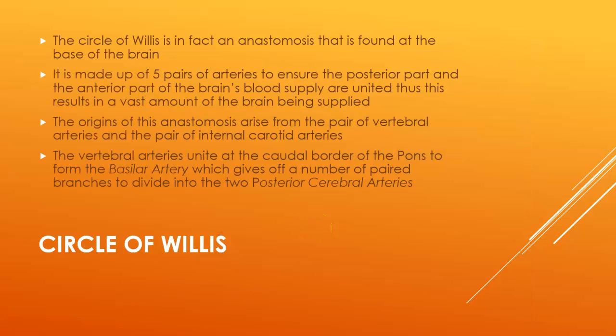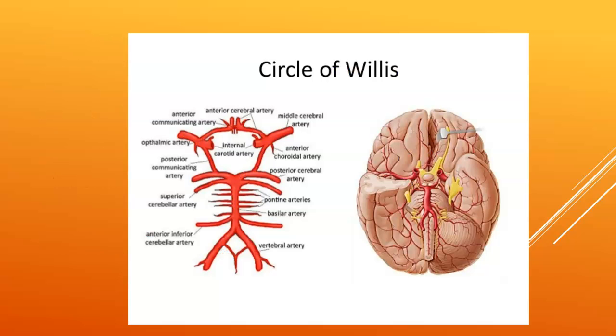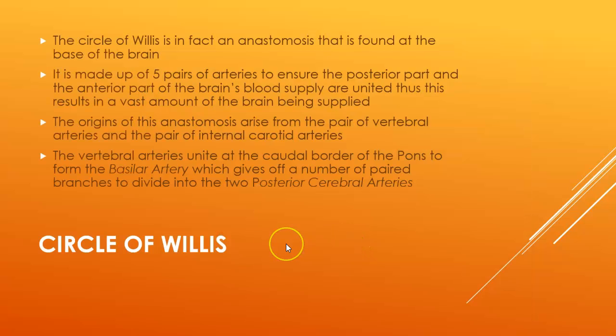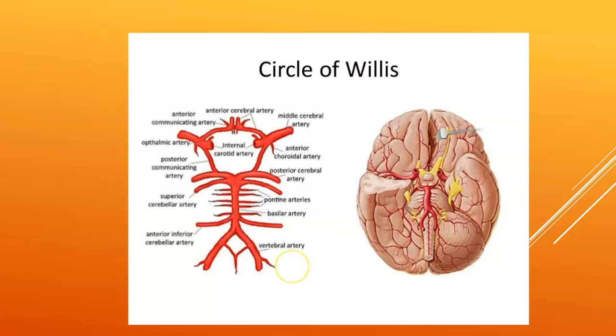The vertebral arteries unite at the caudal, the lower part border of the pons, to form what is called the basilar artery, which is this long line here. So again, here on the real brain, we see the 2 vertebrals here, and then we have the basilar artery running here, which gives off a number of paired branches to divide into the 2 posterior cerebral arteries, which are these 2 here. So we have the 2 vertebral arteries, and then the basilar artery running along the pons, which then divides into the 2 posterior cerebral arteries that we see here.